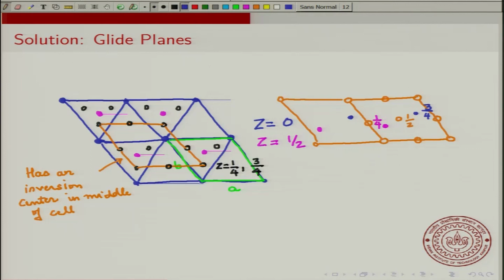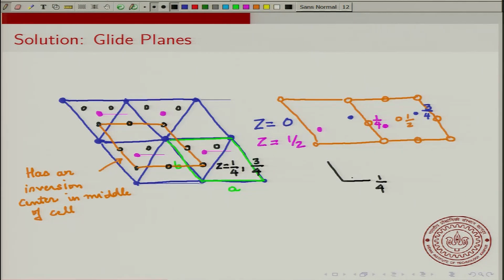Now, the first thing that you will see is that if you look at a plane passing through z equal to 1 by 4, in the plane of paper, okay, this is a plane of reflection. So it is parallel to the screen, but at a height of z equal to 1 by 4. That is a plane of reflection, and that is fairly easy to see.